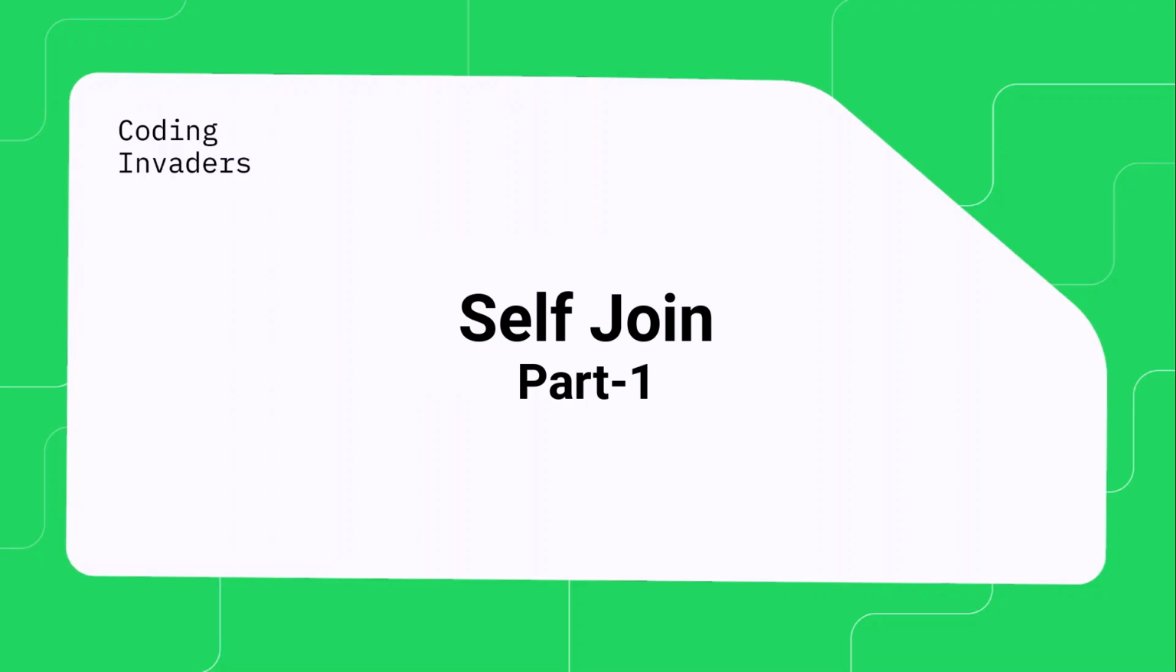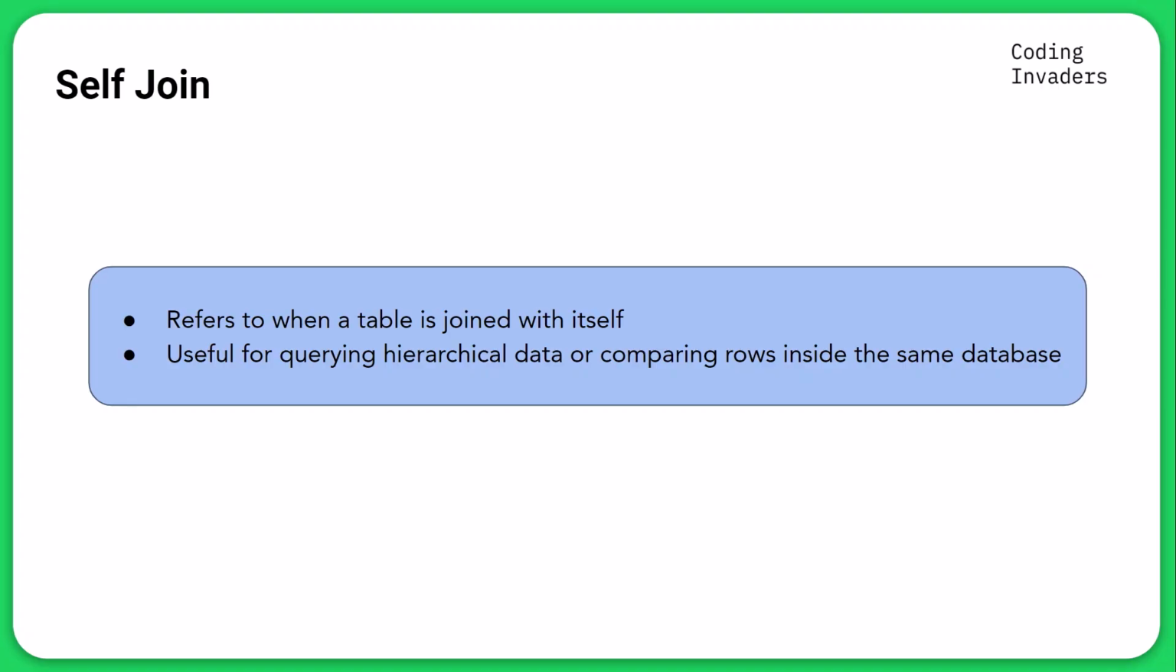In this lesson, we are going to see what a self-join is. A self-join is like any other join, but the table is joined with itself. Here the left table is table 1 and the right table is also table 1. In a self-join, it is important to use alias names for the tables. It is useful for querying hierarchical data or comparing rows inside the same table.